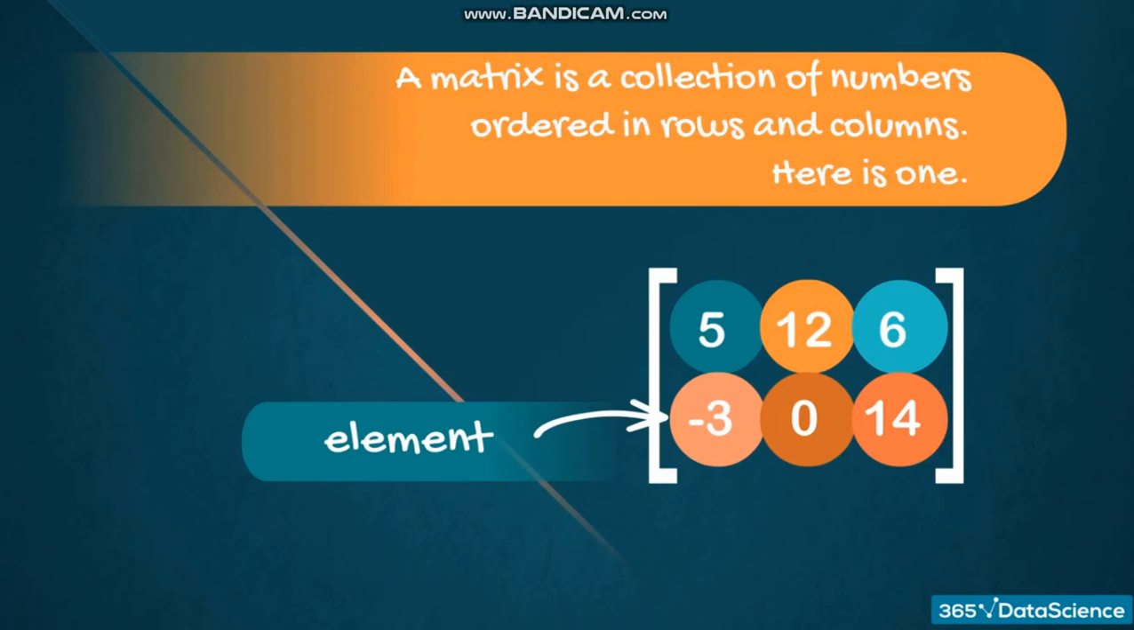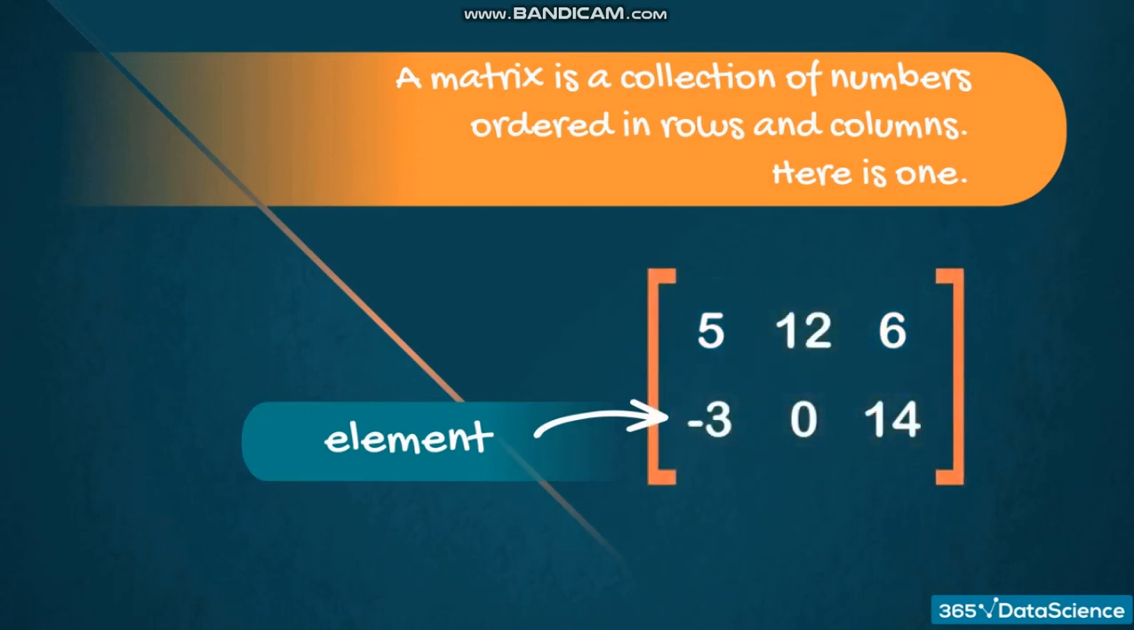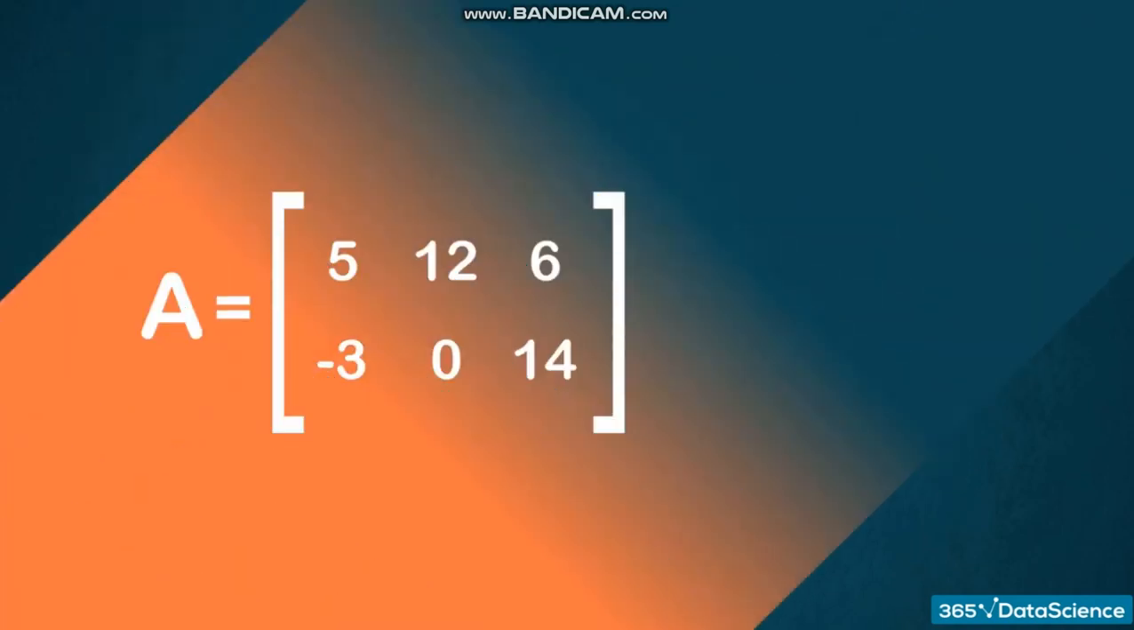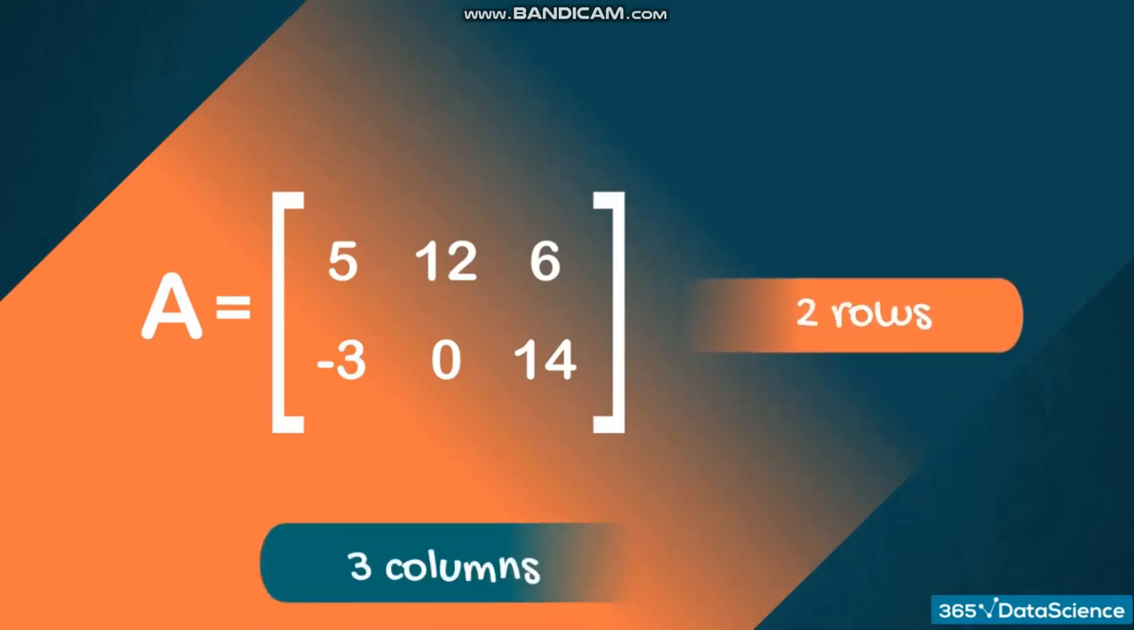To make it clear we are dealing with a matrix, we put all the elements in brackets. We would normally denote a matrix with a capital letter, for instance, A. Our matrix A has 2 rows and 3 columns.